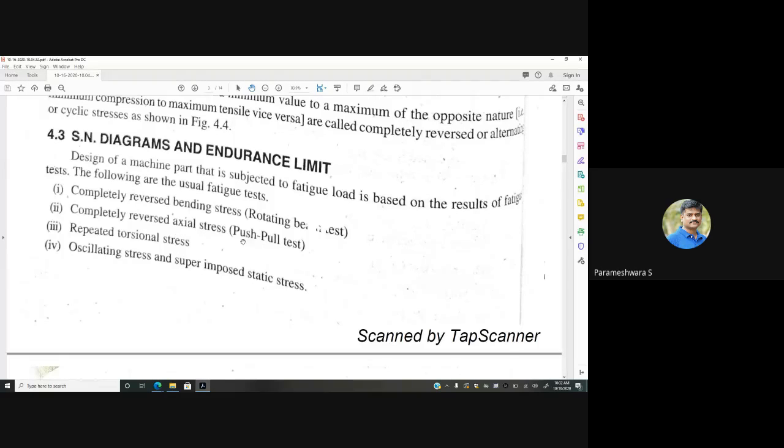If it is an axial test, it is a push-pull test. If it is a bending test, it is a rotating bending test. Repeated torsional stress, oscillating stress, or superimposed static stress.